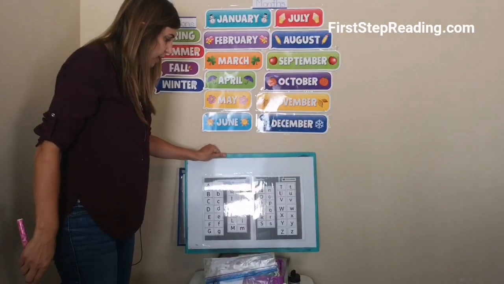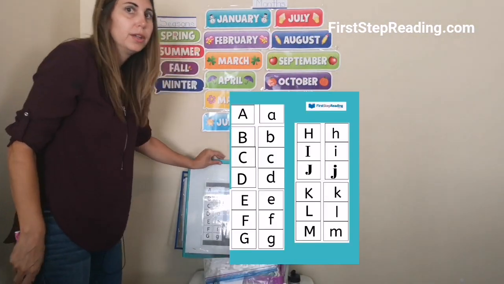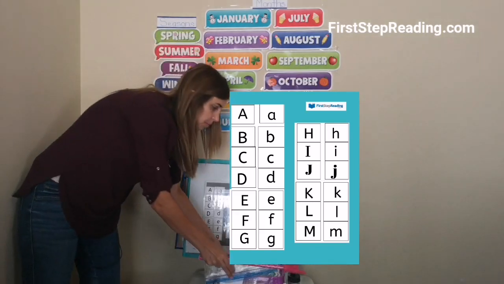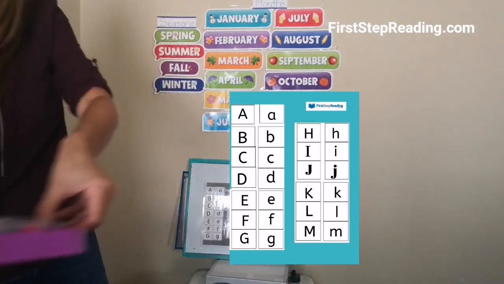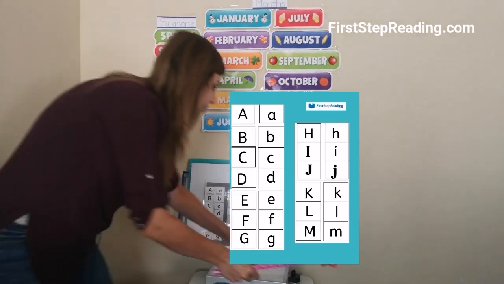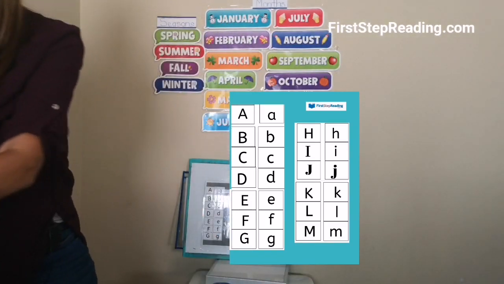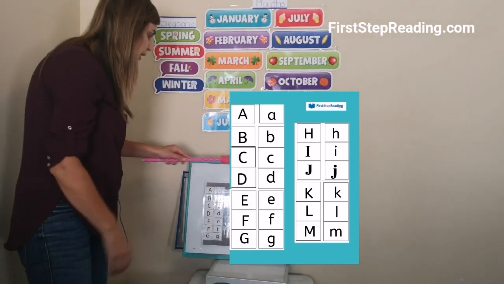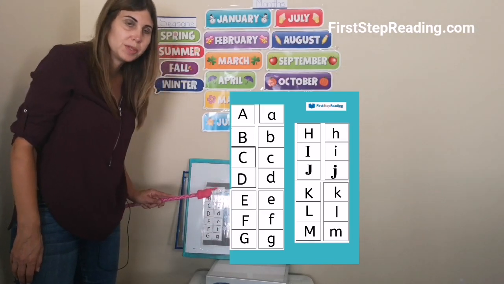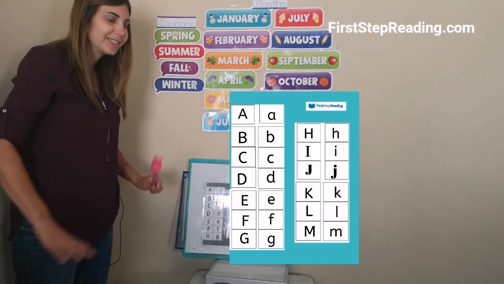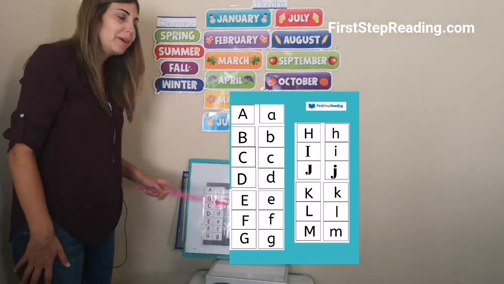Next, let's talk about our letters. When we sing the alphabet, we are talking about the letter names. So let's sing it together. I'm going to sing a traditional alphabet.